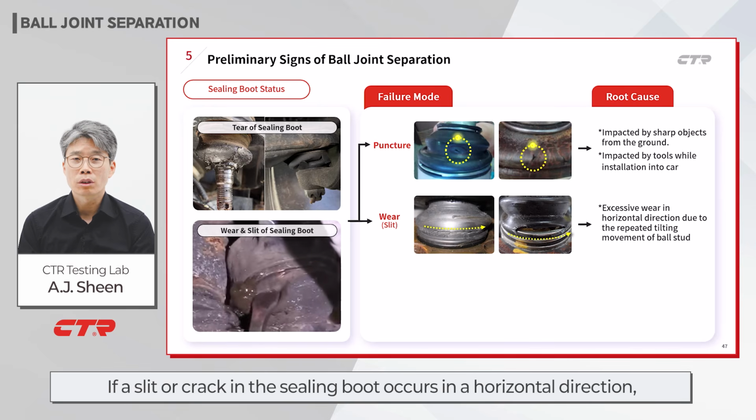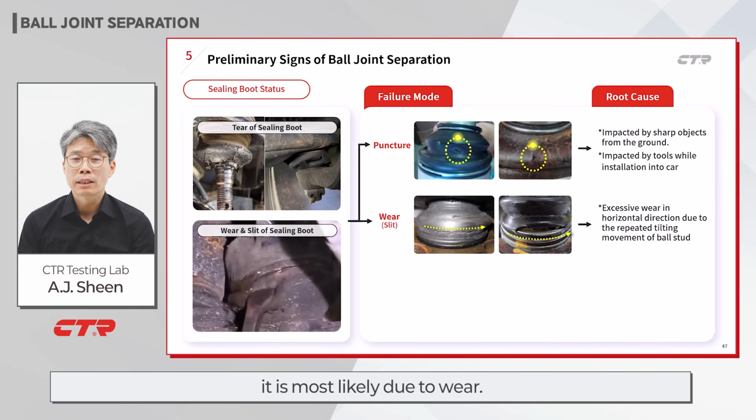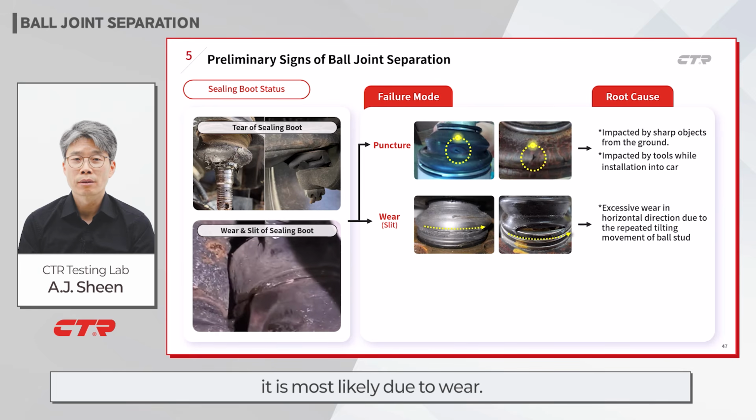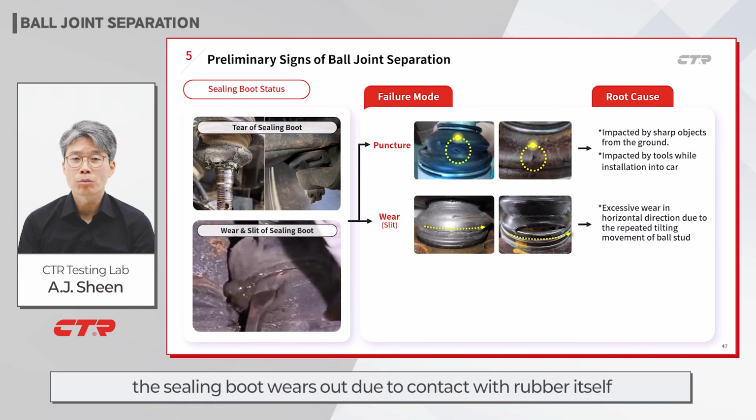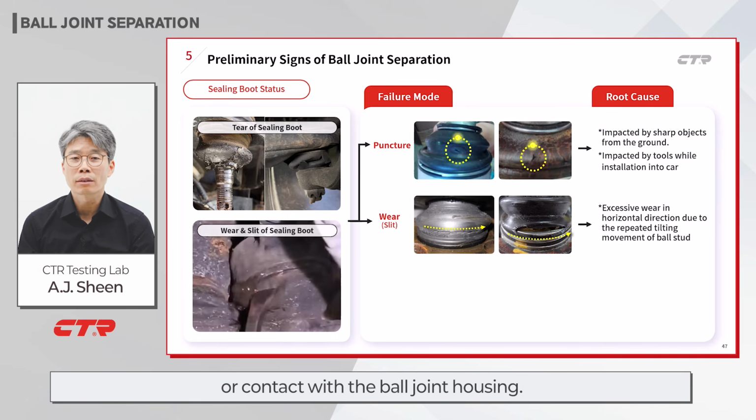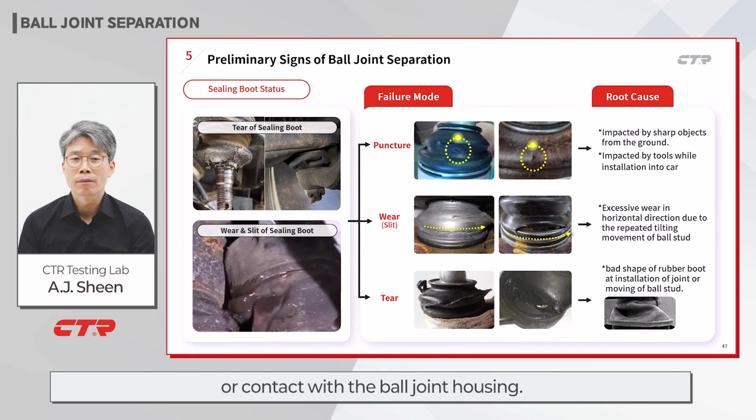If a slit or crack in the sealing boot occurs in a horizontal direction, it is most likely due to wear. As the ball and stud in the joint move repeatedly in the tilting direction, the sealing boot wears out due to contact with the rubber itself or contact with the ball and housing.